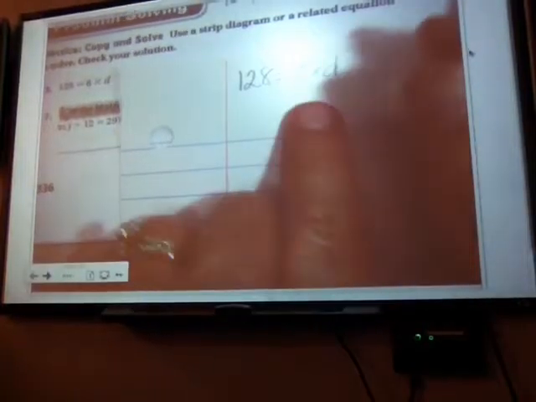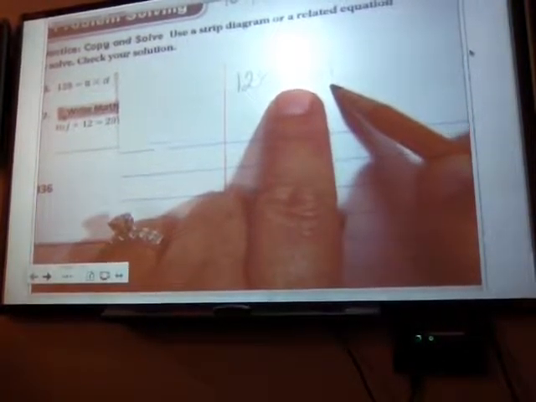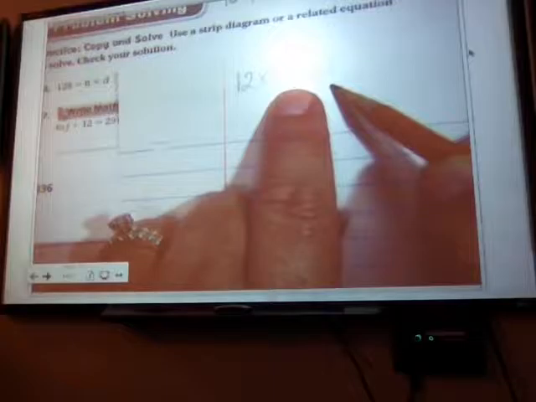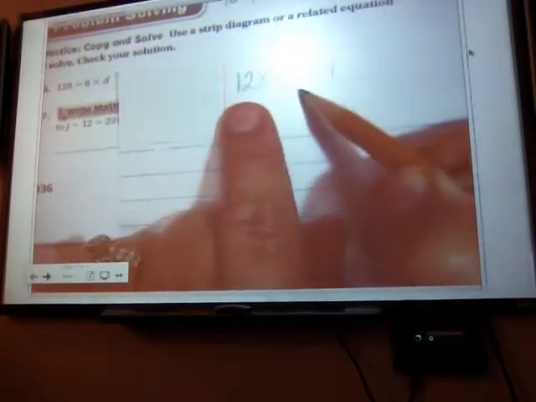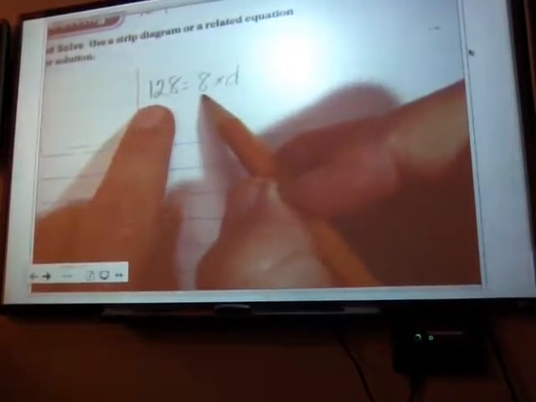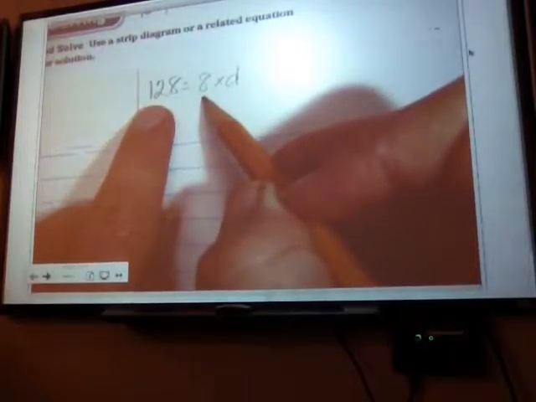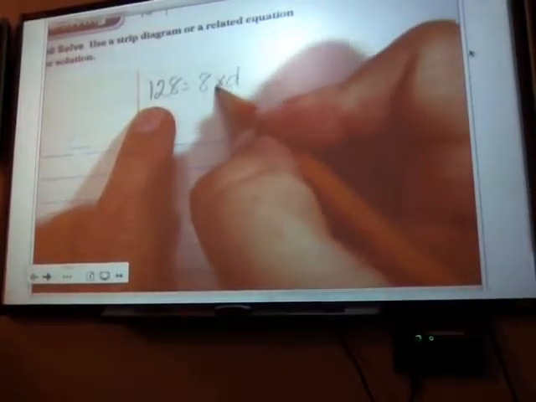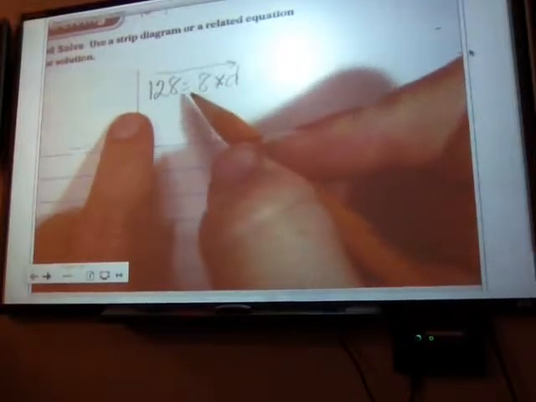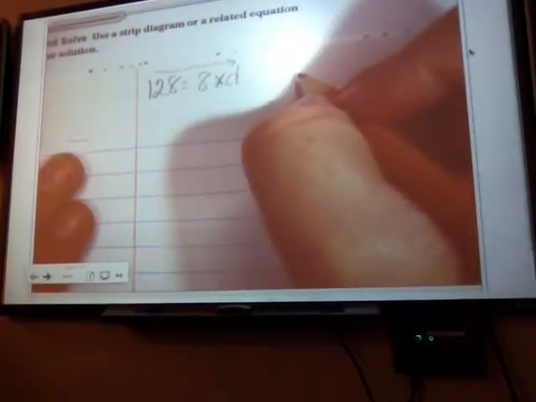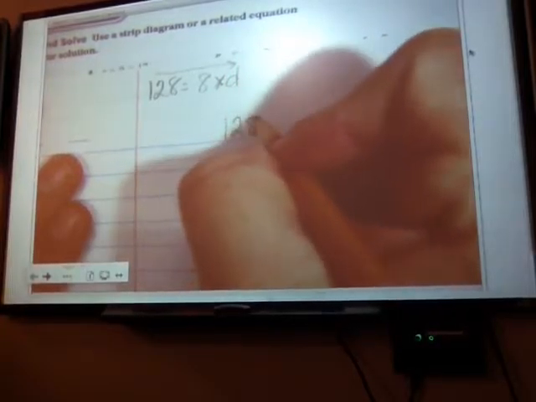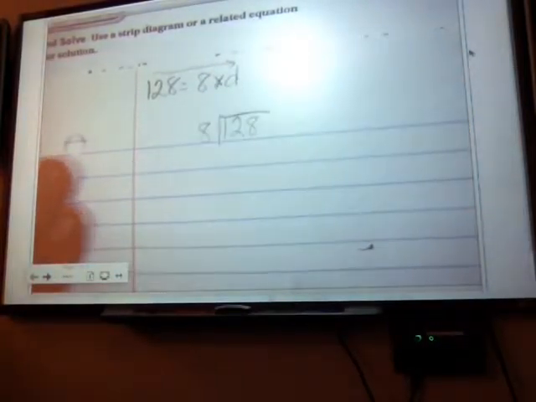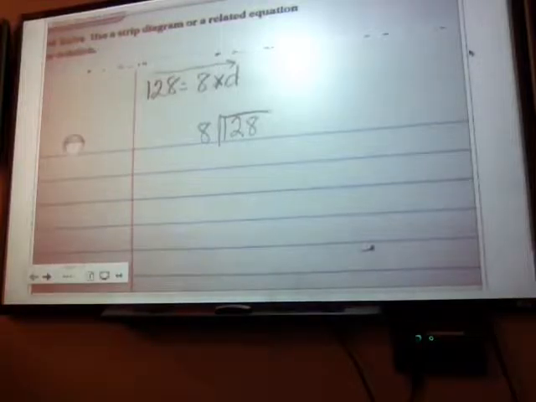Well, pardon me. Can I multiply 8 times d? Do I know the value of d? No, I don't know the value of d. So therefore, the two numbers that I'm going to be able to work with, ladies and gentlemen, are 128 and 8. What am I going to do with 128 and 8 to get the value of d? So now I'm kind of going backwards. We've talked about this with fact families. What do I do? Divide. We're going to divide. So please divide 128 divided by 8 on your paper, please.